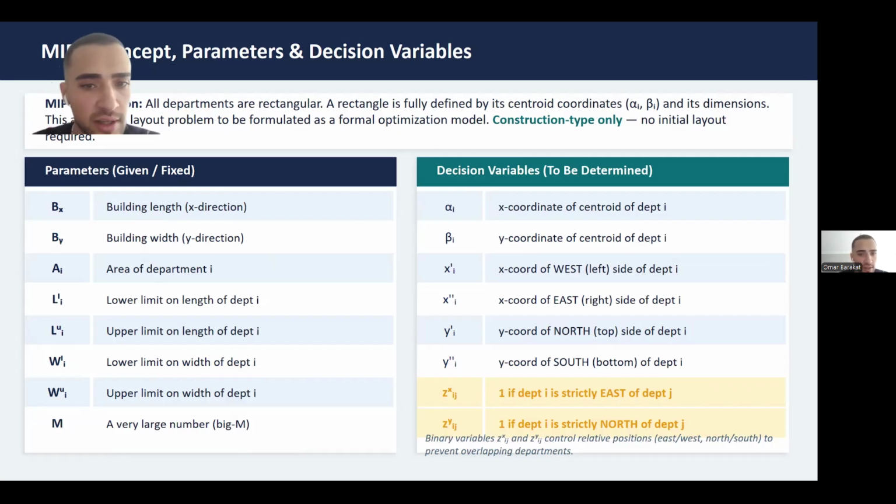MIP is a construction type model. No initial layout is needed. The solver determines the optimal arrangement directly. The objective uses rectilinear distance between centroids weighted by flow and cost.